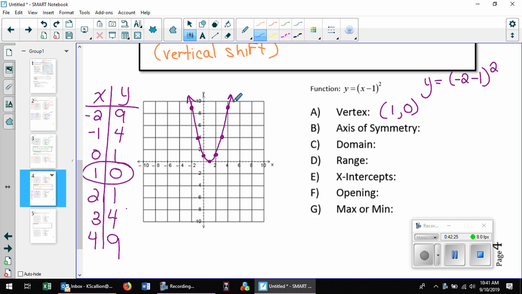Okay, axis of symmetry in this one: x equals 1. Domain, negative infinity to positive infinity. Range, 0 to infinity. Remember, we're looking at the y, right? So we're looking at how low the y goes. X-intercept: 1. Opening is up. We have a minimum of 0.